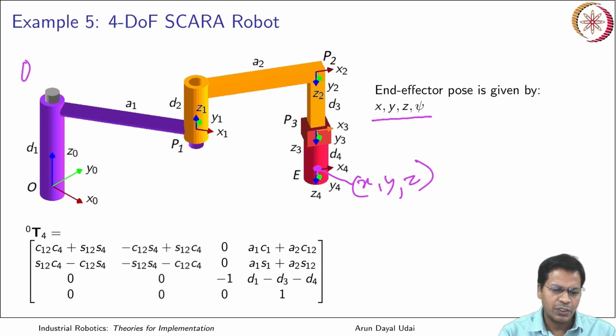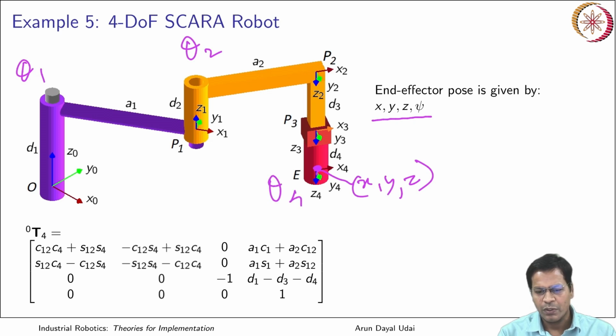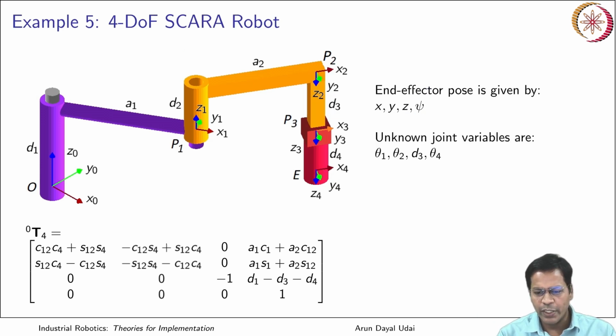So if this is your theta 1, this is your theta 2, right? And you also have theta 4. This was your prismatic, so the d3 was varying. So the sum of all these angles is actually the total angle psi which is obtained. Got it? So unknown variables are theta 1, theta 2, d3 and theta 4.